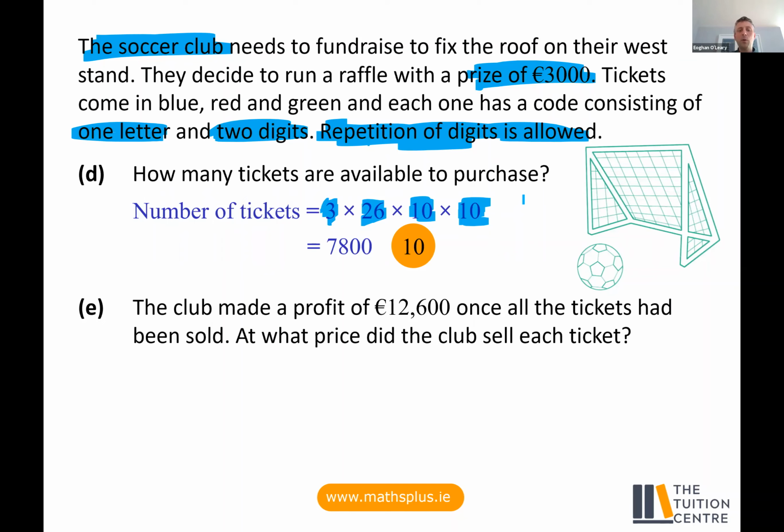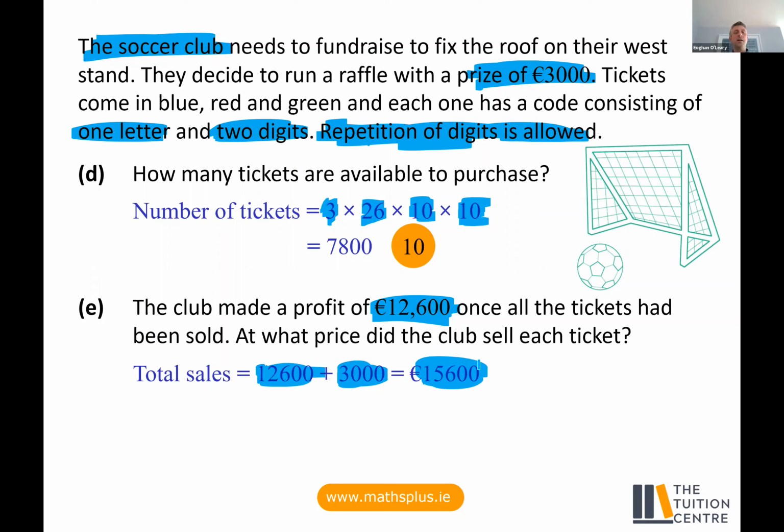The club made a profit of 12,600 once all tickets had been sold. So it's a very handy draw for them, wasn't it? 12,600 profit. What price did the club sell each ticket at? Well, the total amount of money they took in is the 12,600 profit plus the 3,000 prize money. They must have the 3,000 prize money to give it away. So their total sales, total income was 15,600. We know they sold the 7,800 tickets. So if I divide the 7,800 into the 15,600, I get my final answer, and it is €2 per ticket. They sold the tickets at €2 each.